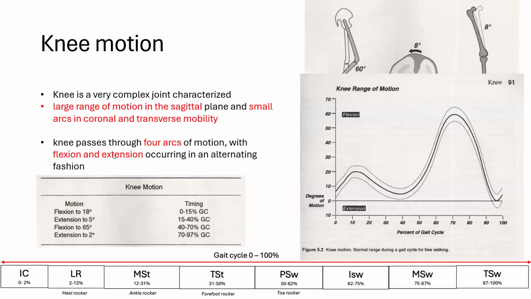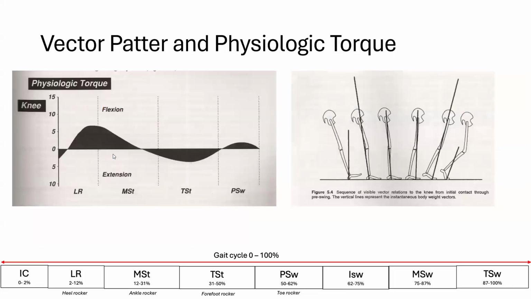slides. So just a brief on vector pattern and physiological torque. During stance, the relationship of the body weight vector to the knee creates four different torque patterns. The sequence is extension, which you can see in the first image, then flexion, and then again extension in the mid stance, and then throughout the swing phase, again there is flexion.